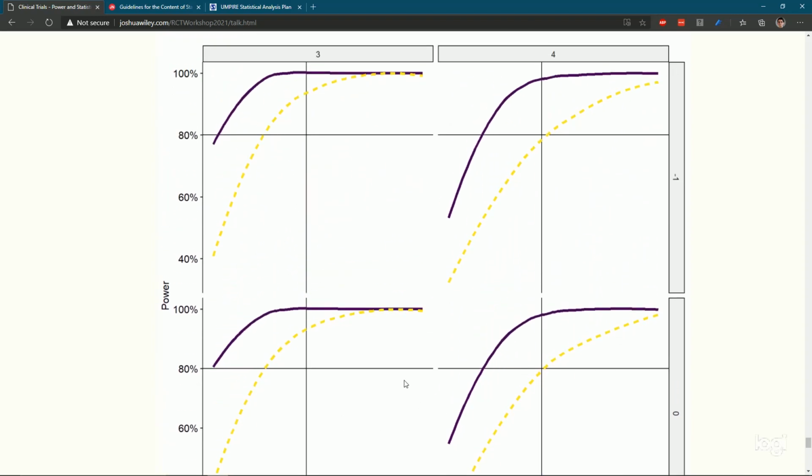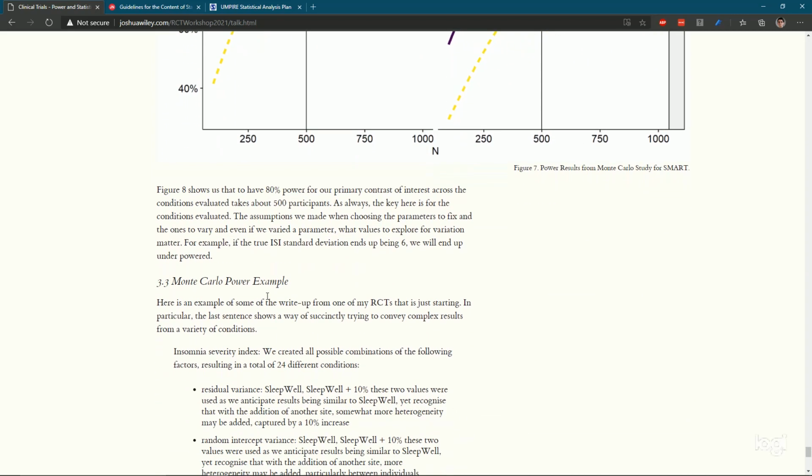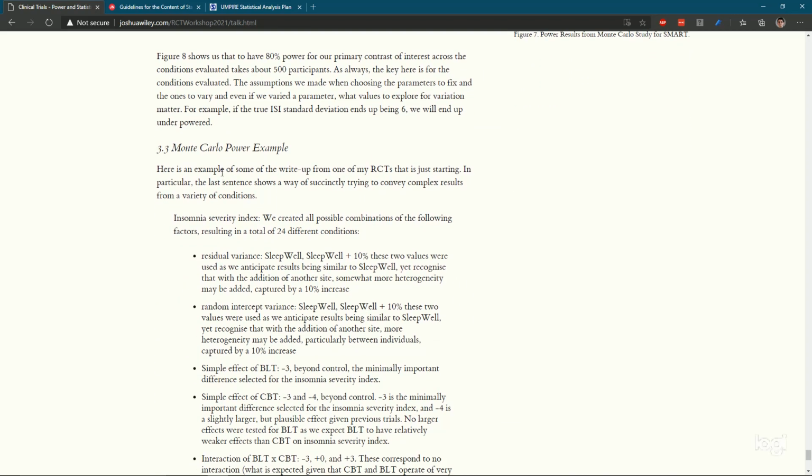Again, key point here, this is only telling us power for the conditions and the assumptions that we made. If ISI isn't normally distributed, if it's actually a 5-point standard deviation, not 3 or 4, then these results won't apply to that, right? We haven't studied those. The Monte Carlo study only tells us the conditions we asked it to explore. So that's pretty much it.